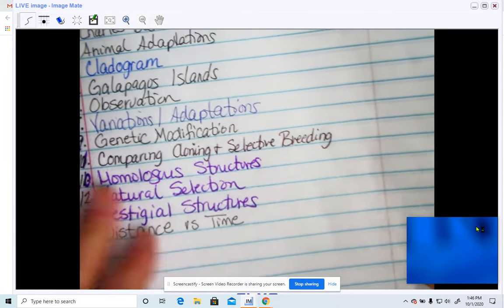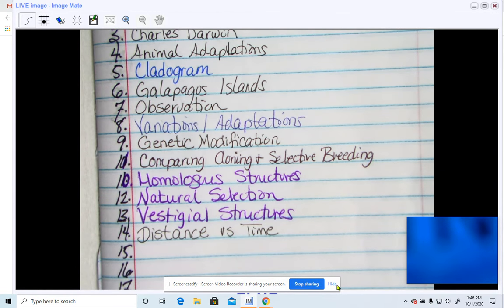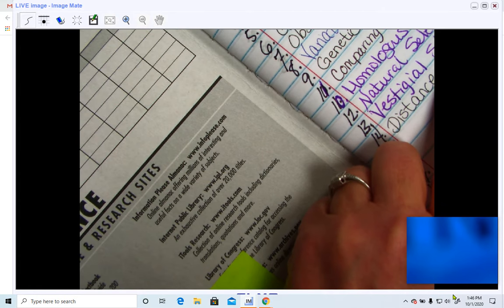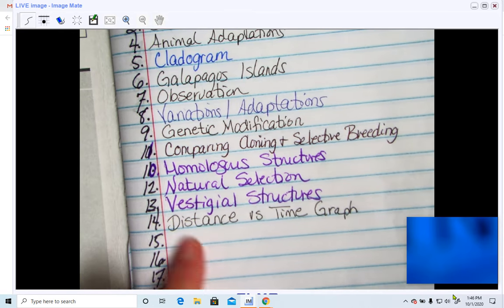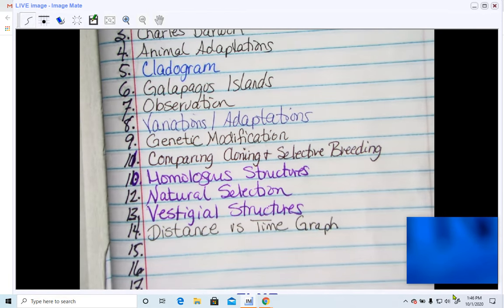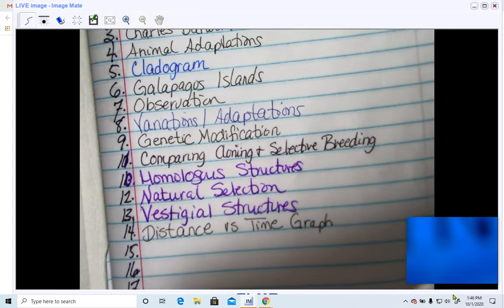All right. In your journal, you need to go to your table of contents, and you need to put distance versus time graph. Okay, so we're on page 14, distance versus time graph. So we'll turn over to page 14.